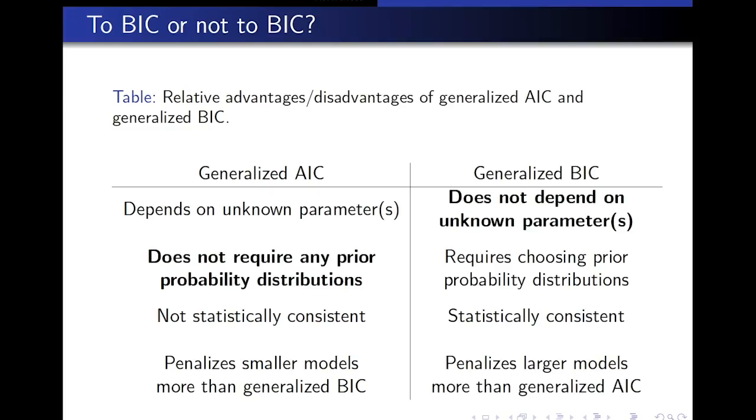While statistical consistency is a nice property, if we have no reason to assume the truth is among any of the candidate models, then we may not care about statistical consistency. Whether the AIC or BIC is preferable according to this criterion depends on whether it can be assumed that the truth or something close to it is among the candidate models. And finally, the AIC penalizes smaller models more than the BIC, which penalizes larger models more than the AIC. So again, which is preferable depends on what we want to achieve.